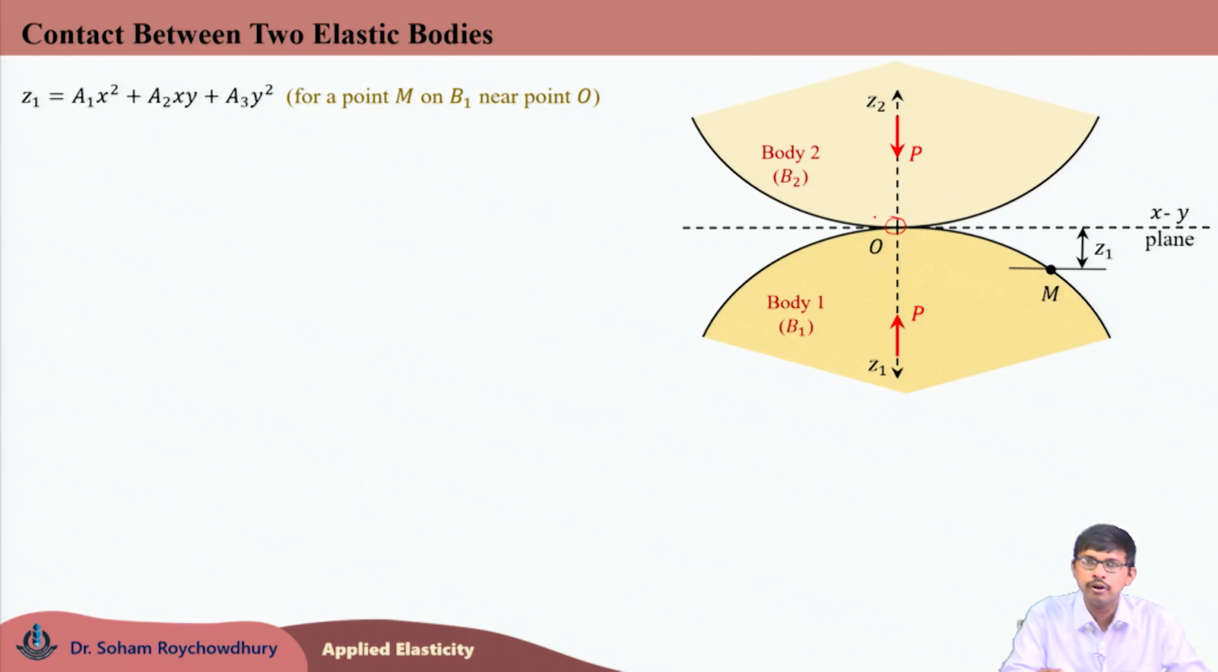So, we are choosing any point M on the body 1 surface closer to the point of contact, and the Z1 normal coordinate of that point is written as A1 x square plus A2 x y plus A3 y square. This is kind of the approximate way of writing the Z1 coordinate with the help of two in-plane Cartesian variables x and y. We are considering it to be a second order polynomial of the in-plane Cartesian variables x and y for point M on body B1.